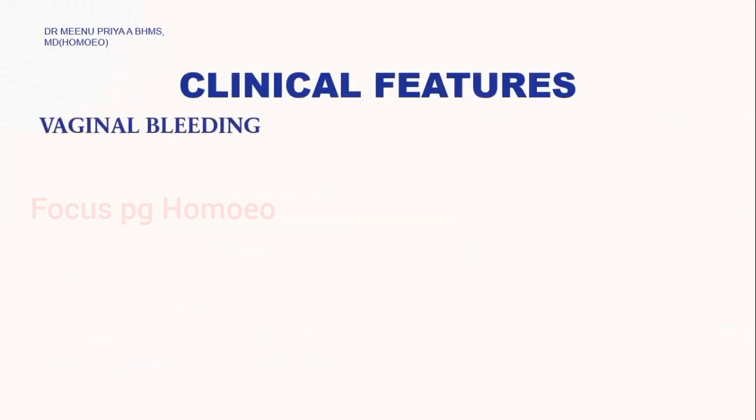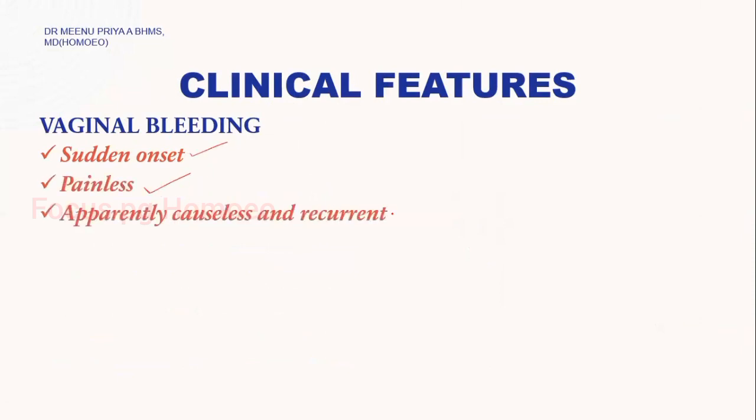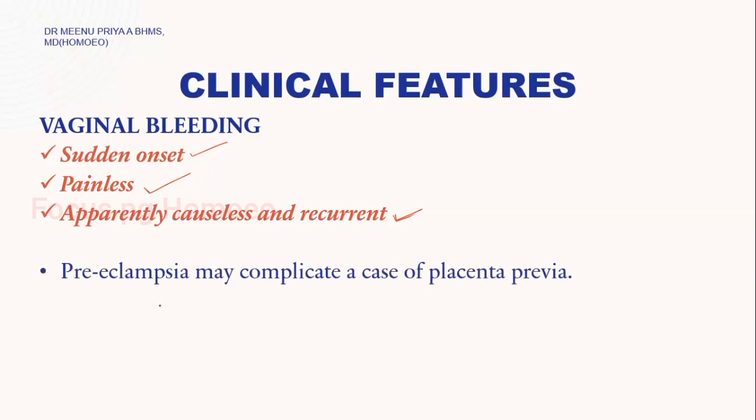Clinical features of placenta previa. Again, I told you hemorrhage or vaginal bleeding is the most common thing that occurs. The qualities of bleeding are very important, especially to differentiate from abruptio placenta. Here the bleeding is sudden onset, painless, apparently causeless and recurrent. The one condition with painless and causeless bleeding in antepartum hemorrhage is placenta previa. Preeclampsia may complicate a case of placenta previa.